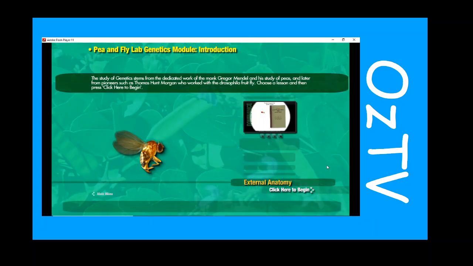The study of genetics stems from the dedicated work of the monk Gregor Mendel and his study of peas, and later from pioneers such as Thomas Hunt Morgan who worked with the Drosophila fruit fly. Choose a lesson and then press click here to begin.